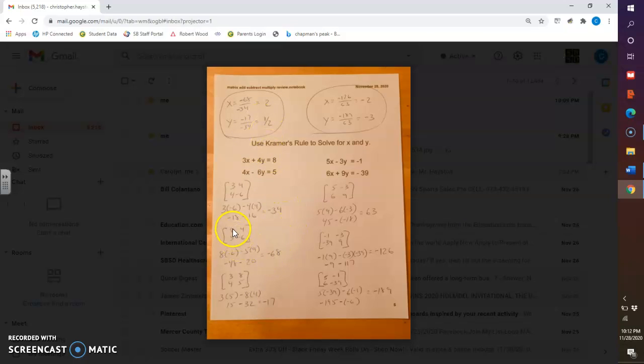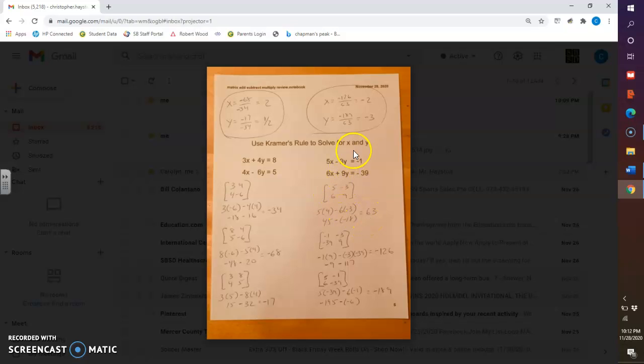When you have the matrix that replaces the X column, that's the numerator for your X. When you have the matrix that replaces the Y column, that's the numerator for your Y. And you're always dividing by the determinant formed by the matrix of the coefficients. Second one, same deal. 5, negative 3, 6, 9. So 5 times 9 minus 6 times negative 3 gives me 63.